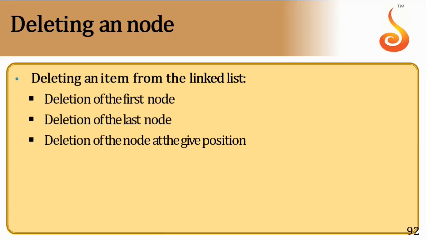Because if I delete, there are 10 nodes in my list, and if I delete the 10th node, then the 9th node should become the last node. So the thing is, first I have to check for the underflow condition. I need to traverse till the last node, delete it, and then I need to make the previous node the last node by making the link part of it point to null. This is the thing.